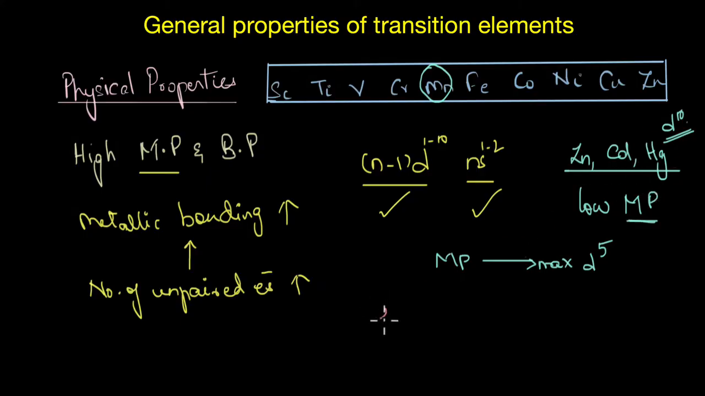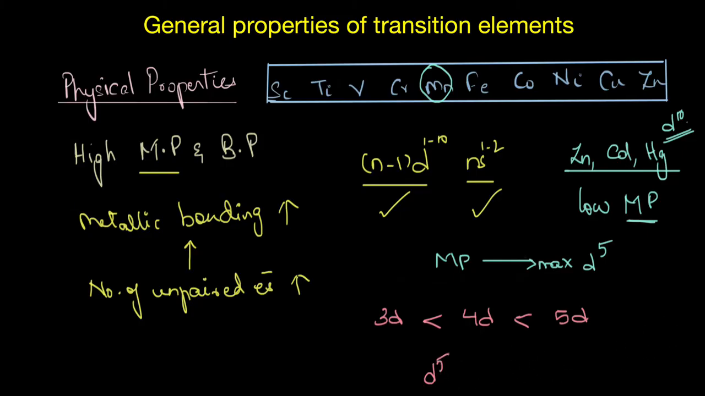Now, as we go from 3D series to 4D series to 5D series, the melting point increases in the subsequent series. That is, the melting point of 4D is greater than that of 3D and 5D is greater than that of 4D. This is because down the series, we have more number of electrons, which means stronger interatomic interaction. And overall, the melting point trend would be exactly the same as that we observed in the 3D series. That is, it increases to a maximum till d5 and then decreases as we go towards the end of the series.